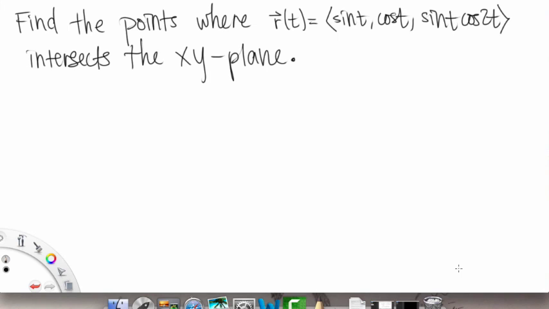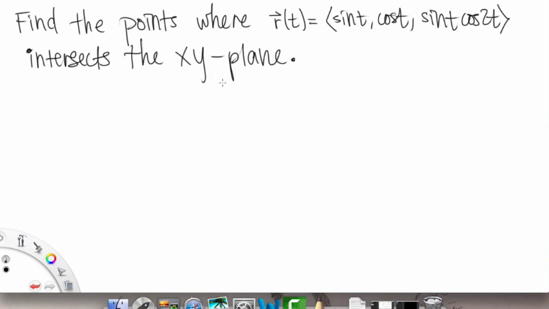Alrighty, so in this question we're asked to find the points where r of t equals sine t, cosine t, and sine t times cosine 2t intersects the xy plane. So what we have to do here is identify what they want us to find. We're supposed to find some points where this thing crosses the xy plane.